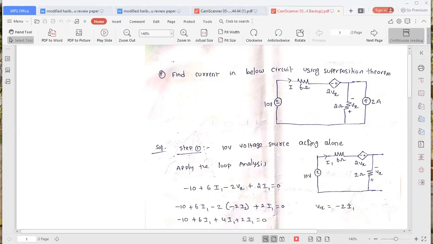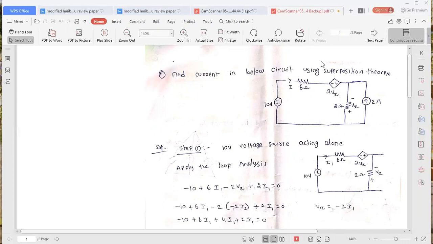First problem: find the current in the below circuit using superposition theorem. What is given? The circuit is like this. Find the current, that is nothing but I, using the superposition theorem.